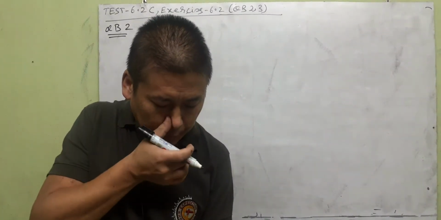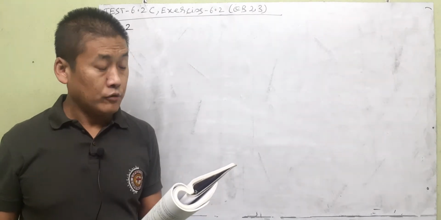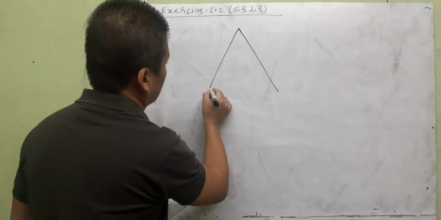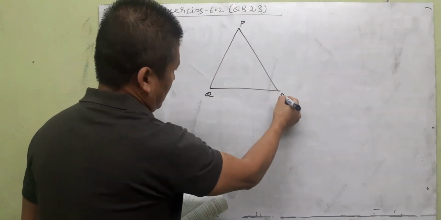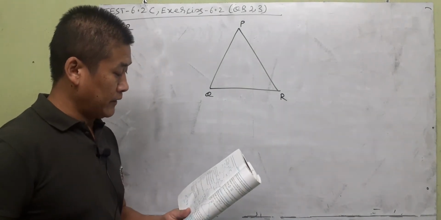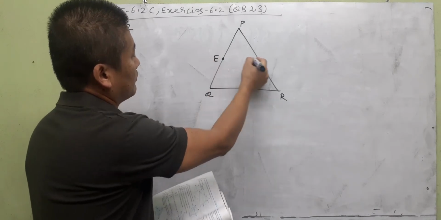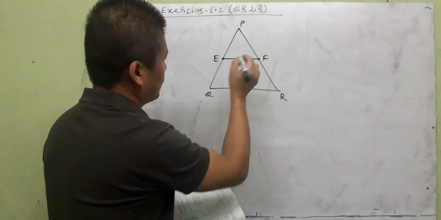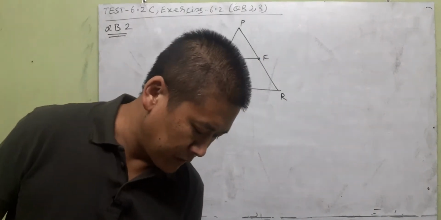E and F are points on the sides PQ and PR respectively of triangle PQR. So let's draw that. So here, P, Q, R is there. E is on PQ. So this point E is on PQ and this point F is on PR. So if you join them, that's the line. For each of the following, state whether EF is parallel to QR.